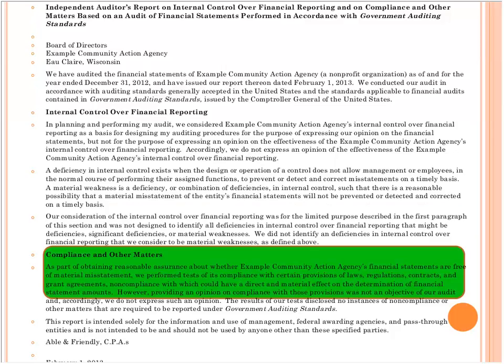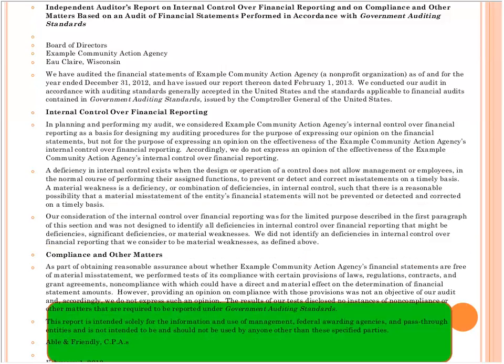The next section of this opinion talks about compliance. And once again, this is presented as a negative assurance, saying that there were not things that were disclosed that came up in the audit of the financial statements that was a matter of compliance finding. If there were, those would be described here or referenced to where they were described. And then the final section of this is just a restricted use paragraph so that this does not get circulated widely.